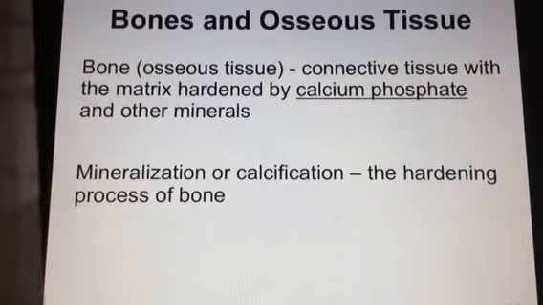So bone tissue is also called osseous tissue. It is a connective tissue. Sometimes I forget that it's a connective tissue because it doesn't seem like it has much of a matrix, but it is. The matrix is hardened by calcium phosphate and other minerals. So it doesn't look like other connective tissues. And then the calcification or mineralization is the hardening process of the bone.